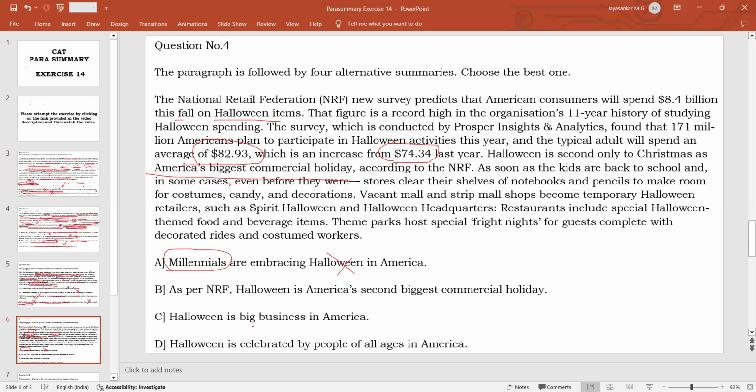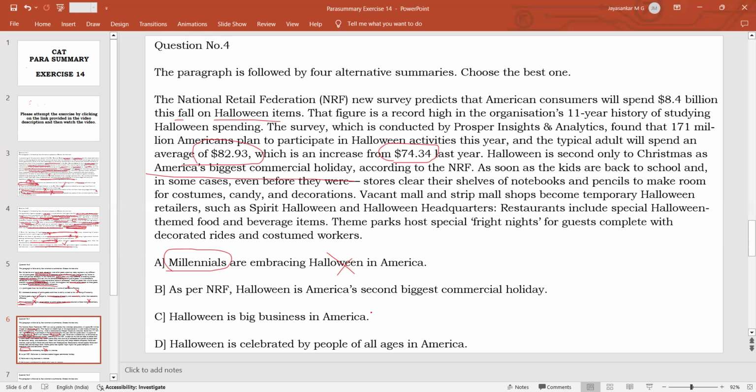So Halloween is a big business. That is why all these vacant malls, strip malls, restaurants, theme parks, everywhere they are gearing up for the Halloween festival, because people are spending a lot of money. So this is a good answer. Keep it in your mind. Option D, Halloween is celebrated by people of all ages in America. Again, a good statement, but which is the better answer?